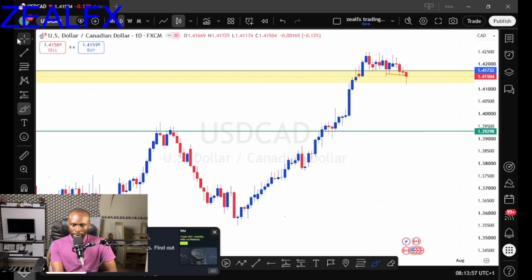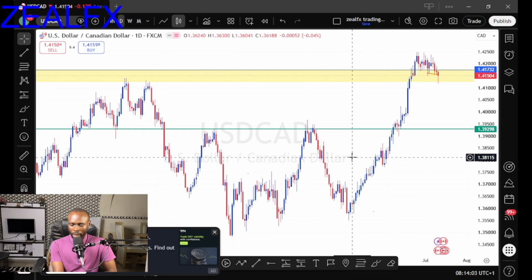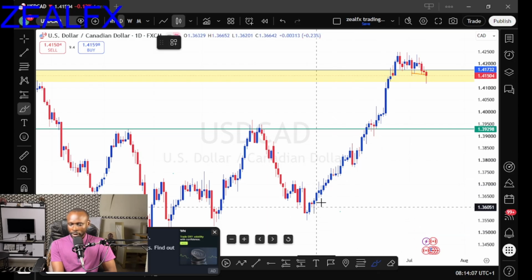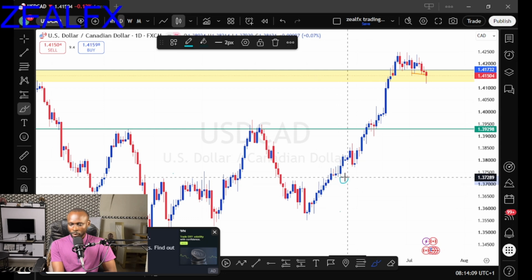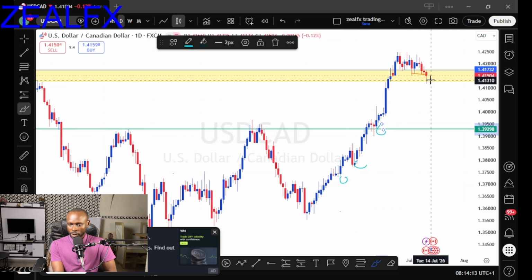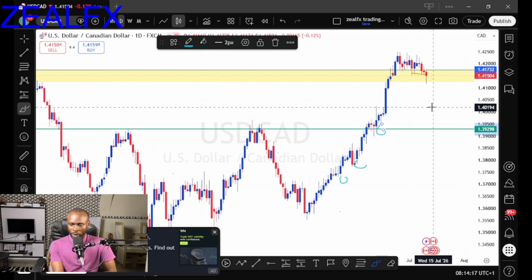So let's look at the next pair, which is the USD CAD. The USD CAD on my daily time frame still remains bullish. You can see we have a series of higher lows. So this series of higher lows still indicates a bullish trend for the USD CAD. So expect more of the bullish trend this week for the USD CAD.